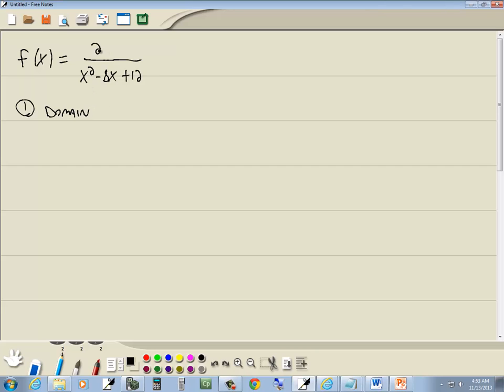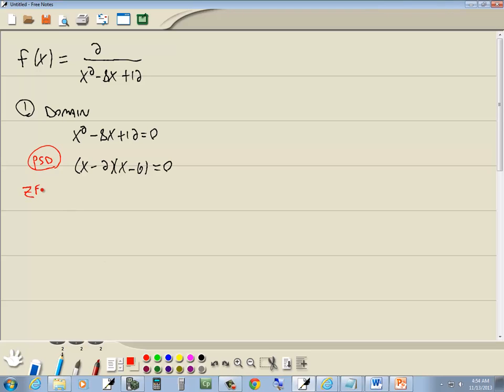With our domain, if you've got a rational function, a single fraction with variables in the denominator, then what you do is you set your denominator equal to 0 and you solve it. So we've got x squared minus 8x plus 12 equal to 0. Now this factors using the PST method. So this will factor as x minus 2 times x minus 6 equal to 0.